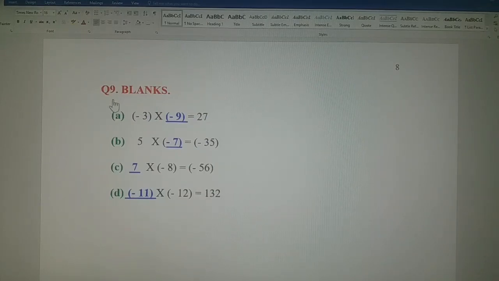Here exercise 1.3 gets over and we'll continue the next topic, that is exercise 1.4 in the next session.